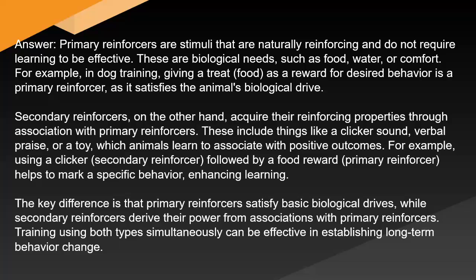For example, using a clicker (secondary reinforcer) followed by a food reward (primary reinforcer) helps to mark a specific behavior, enhancing learning. The key difference is that primary reinforcers satisfy basic biological drives, while secondary reinforcers derive their power from associations with primary reinforcers. Training using both types simultaneously can be effective in establishing long-term behavior change.